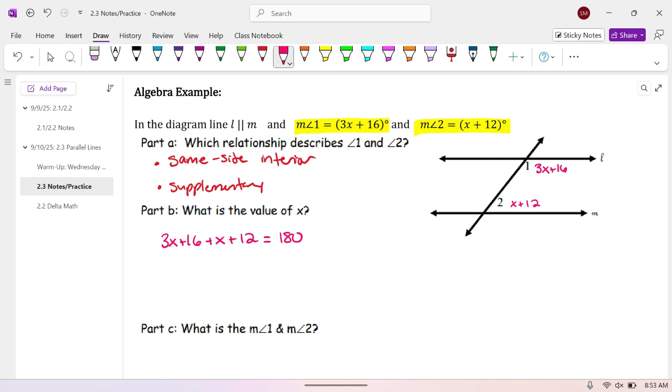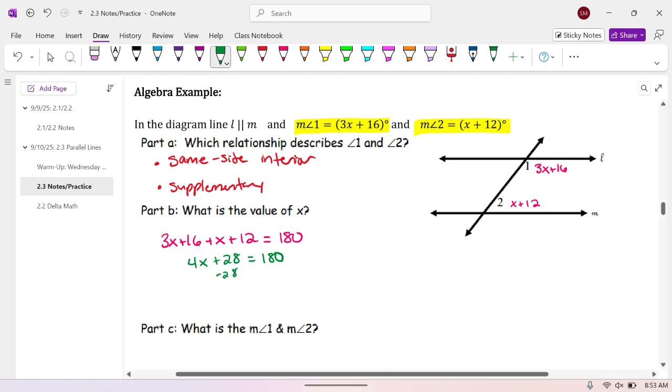All right. So if I combine like terms, 3x plus x is 4x, and then 16 plus 12 is 28, equals 180. Then two-step equations, y'all should be able to do those in your sleep. All right. So subtract 28. I get 4x is equal to what? 152. And then divide both sides by 4. So x will be equal to what?